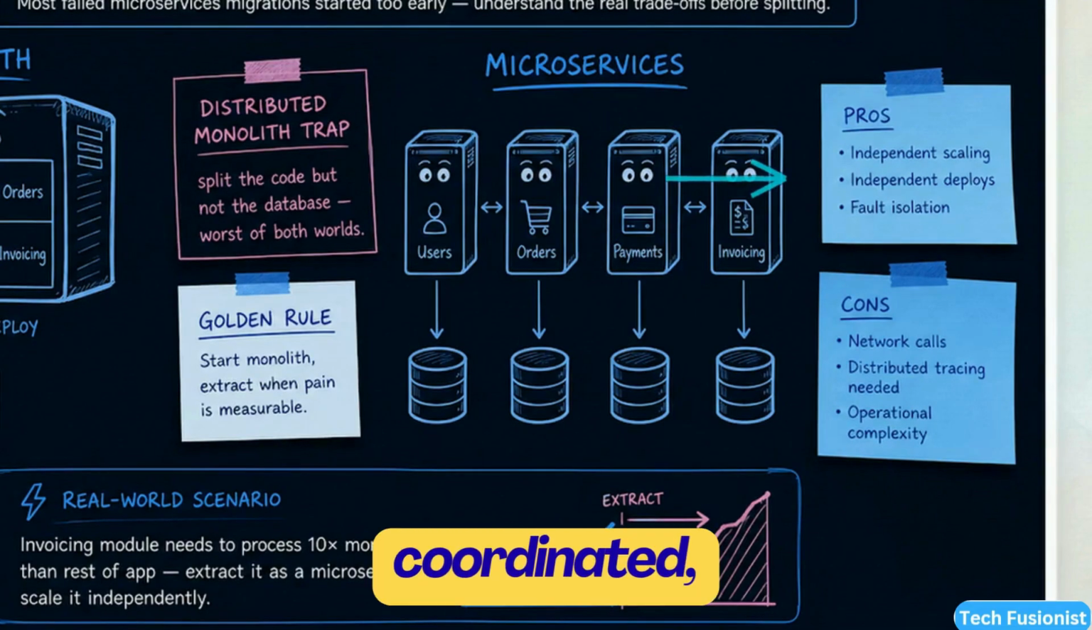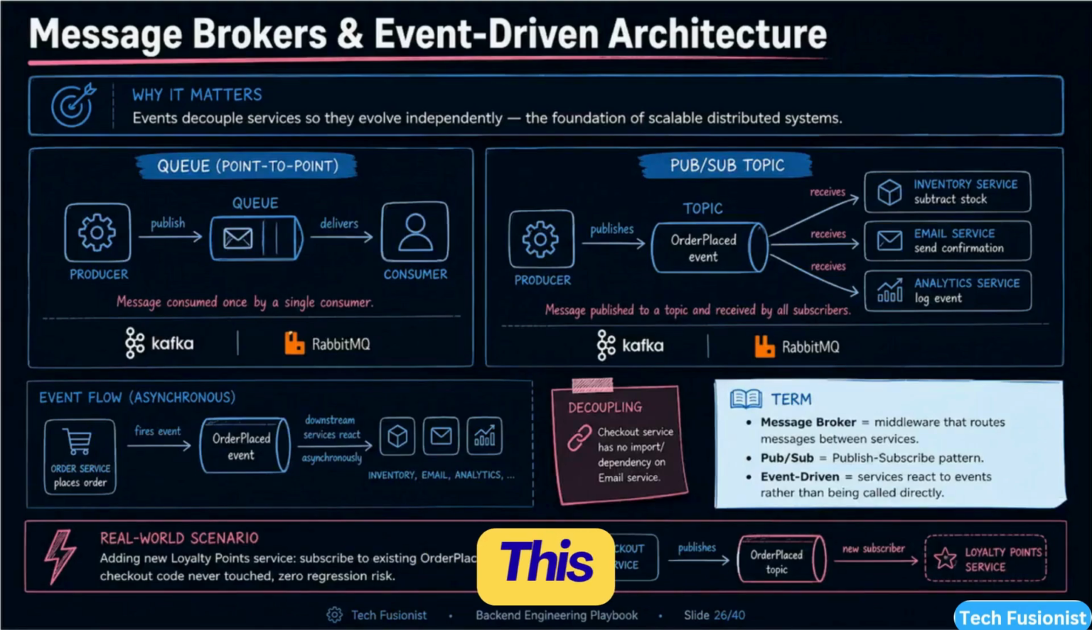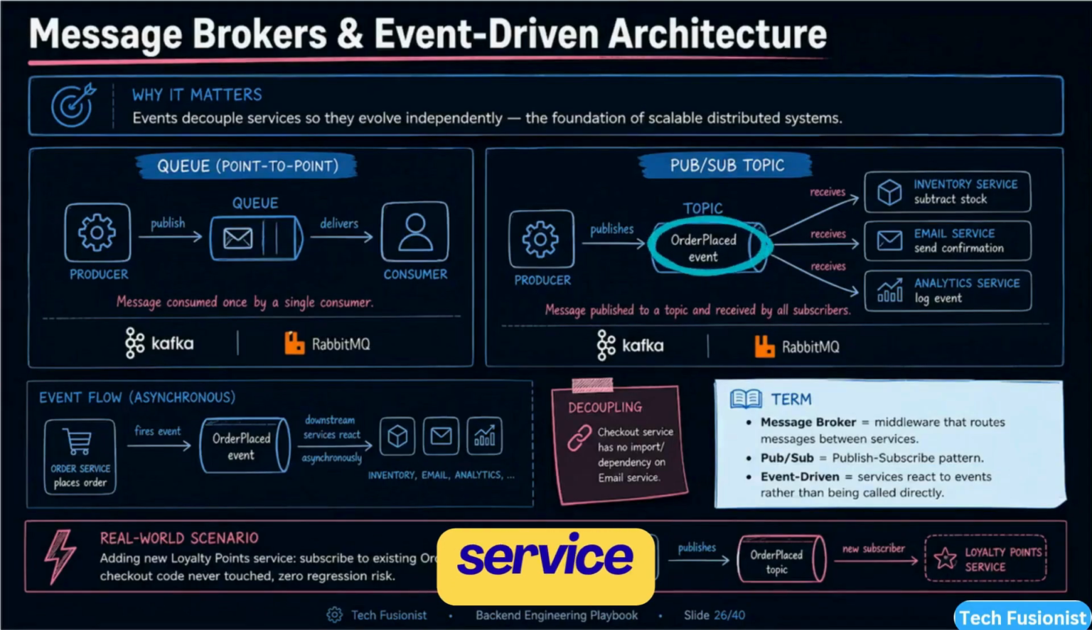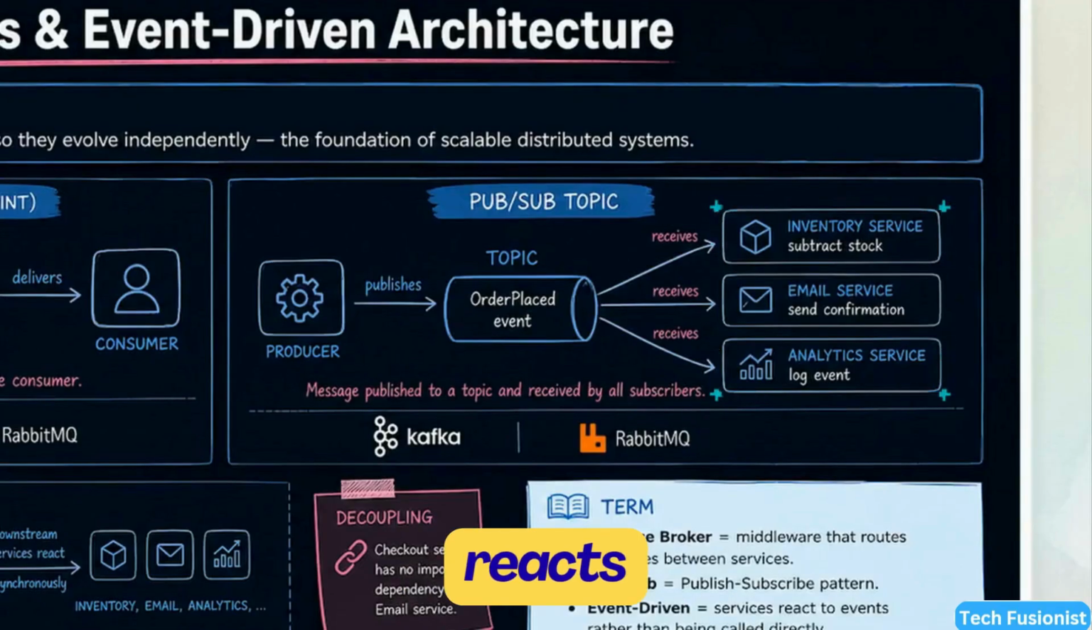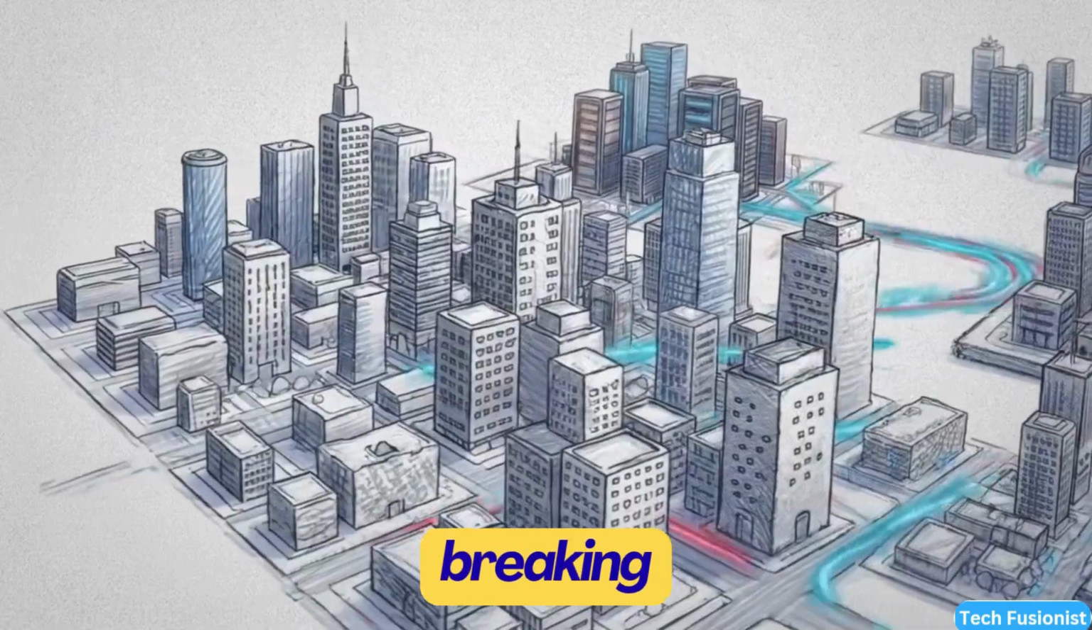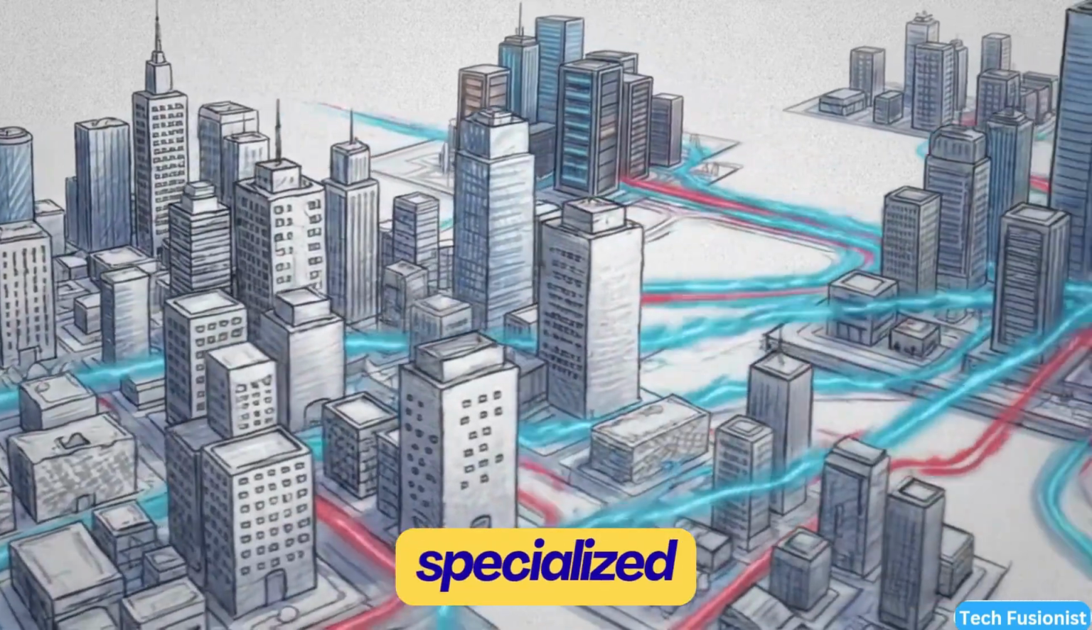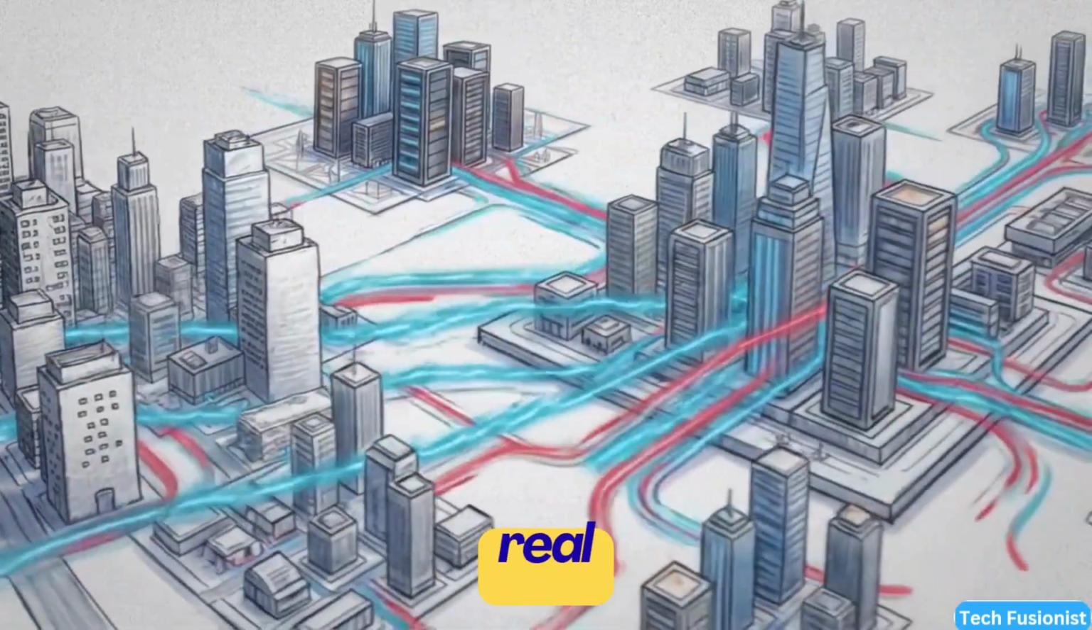To keep those pieces coordinated, we use message brokers. This diagram shows how one service can broadcast an event, like order placed. Every other service that needs to know about that order simply listens for those messages and reacts automatically. Serving millions of people at once requires breaking a large application into specialized parts that work together in real time.